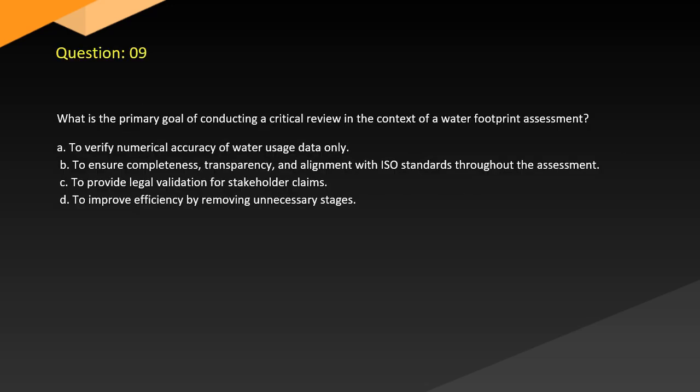Question 9. What is the primary goal of conducting a critical review in the context of a water footprint assessment? A. To verify numerical accuracy of water usage data only. B. To ensure completeness, transparency, and alignment with ISO standards throughout the assessment. C. To provide legal validation for stakeholder claims. D. To improve efficiency by removing unnecessary stages.